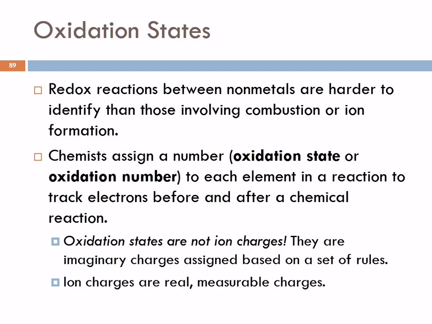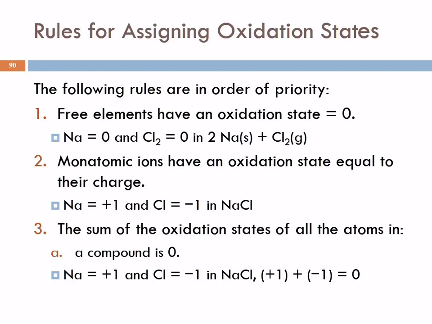Ionic charges are real and measurable. Oxidation states are completely made up. We made them up to help us keep track of stuff. So we need to learn how to assign oxidation states. And if you can remember that oxidation states are frequently the same number as an ionic charge, that will help a lot. So free elements have an oxidation state of 0. And these rules are in order of priority. So if you get conflicts between, let's say, Rule 1 and Rule 5, Rule 1 wins. So free elements have an oxidation state of 0.